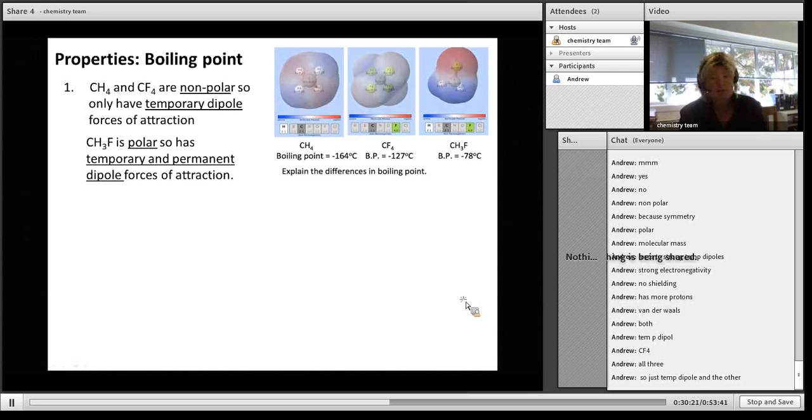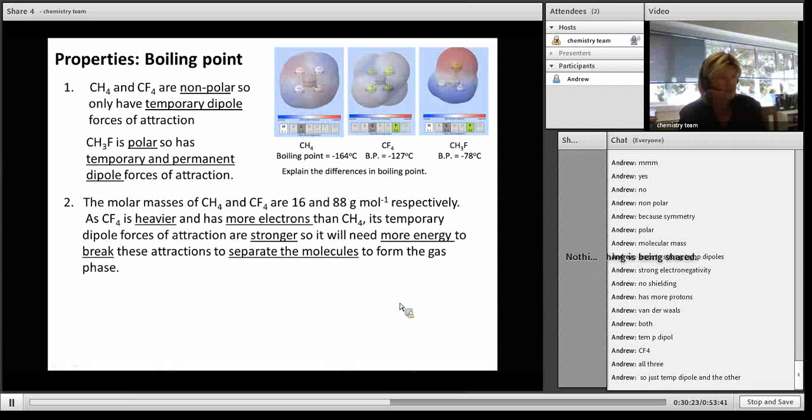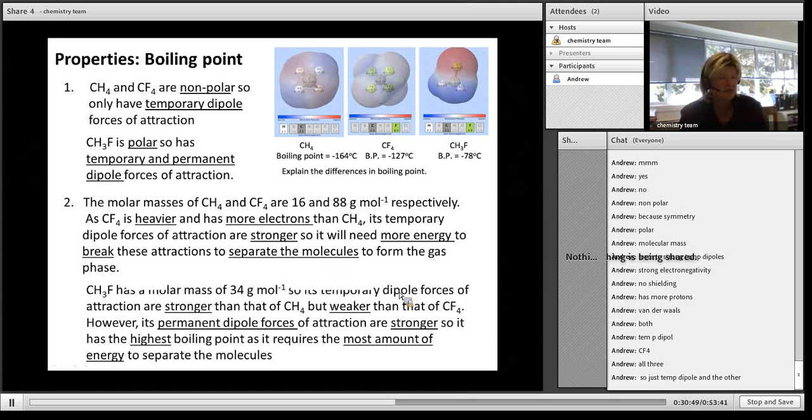So if you're watching the recording, you can pause it here and look at it in detail. Notice I'm talking about separating the molecule. You have to spell it out. So first spell out the types of intermolecular forces, then compare, and then talk about strength and energy needed to break those attractions, because you're separating it. Okay, and then that's the next comparison with the CH3F. Okay, I'll carry on because I have actually explained all that.